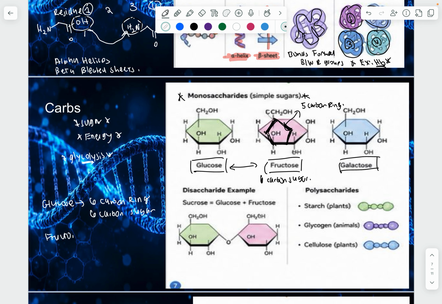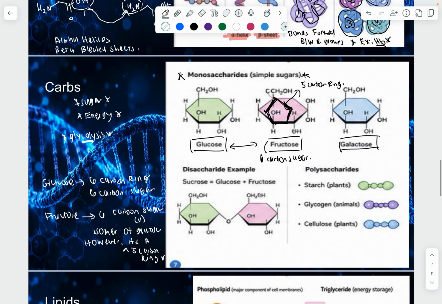Fructose is a 6-carbon sugar, yes, and it's an isomer of glucose. However, it's a 5-carbon ring. And it's the only one of your sugars from the isomers of glucose that is a 5-carbon ring. Everything else will be a 6-carbon ring. Know that for the MCAT.